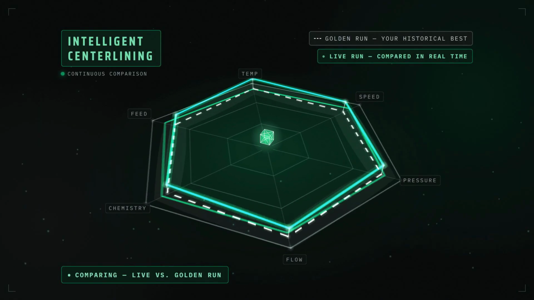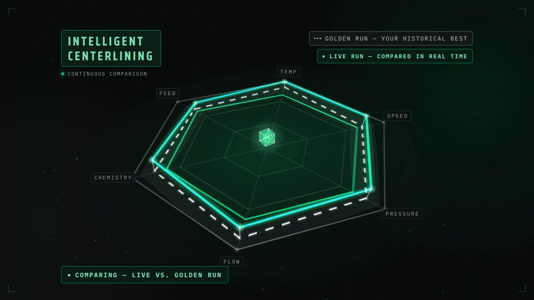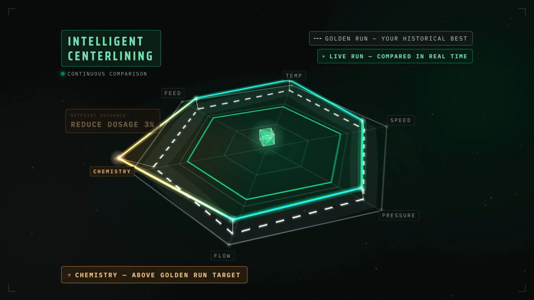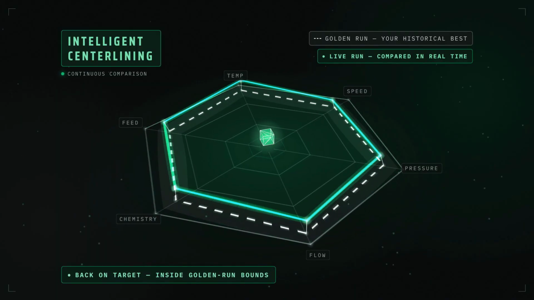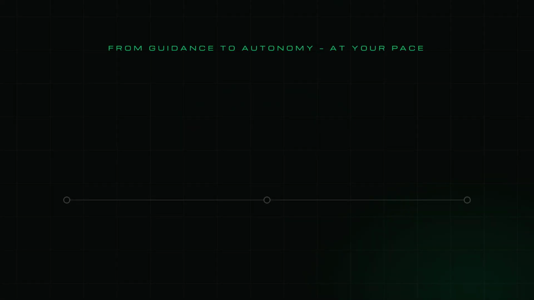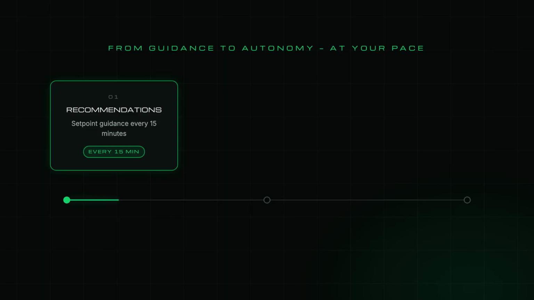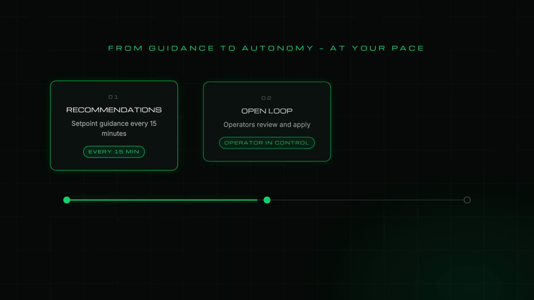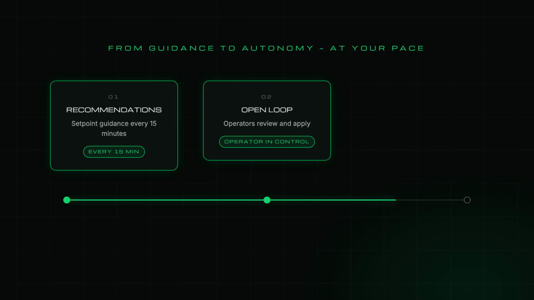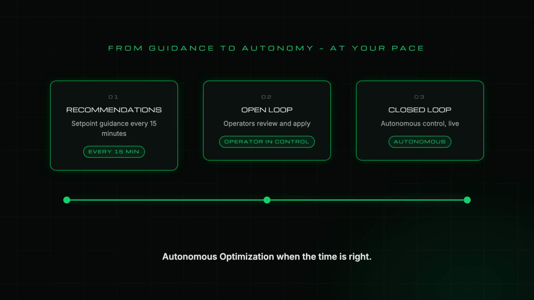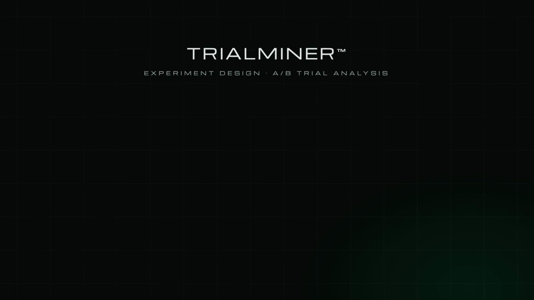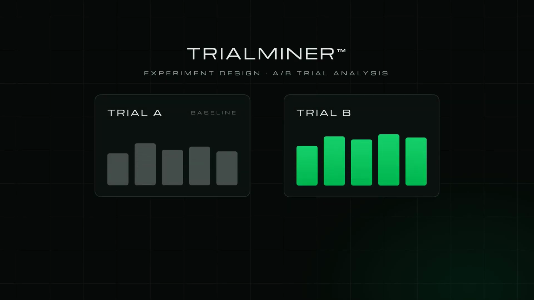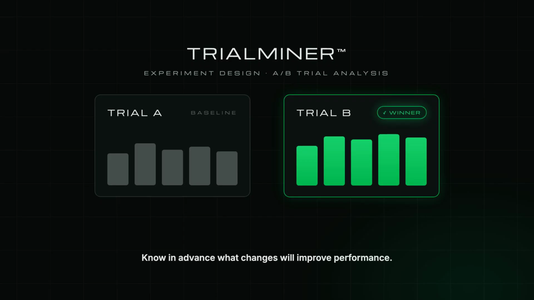Intelligent Centerlining compares current production to golden run conditions and shows the set point targets needed to bring the process back to its best operating range. From there, the platform can deliver recommendations every 15 minutes, support open-loop operator review, or move toward closed-loop autonomous control when your team is ready. TrialMiner adds experiment design and A/B trial analysis, helping teams understand which process changes actually improve performance.